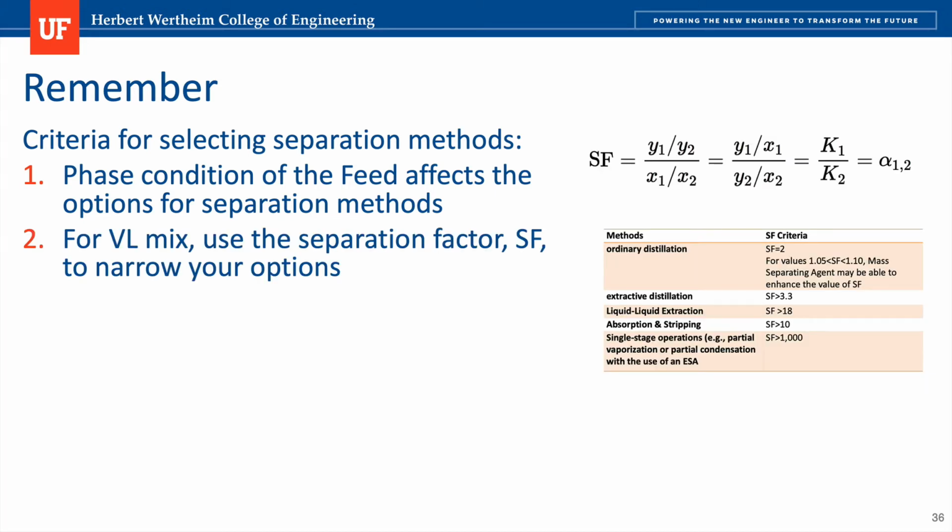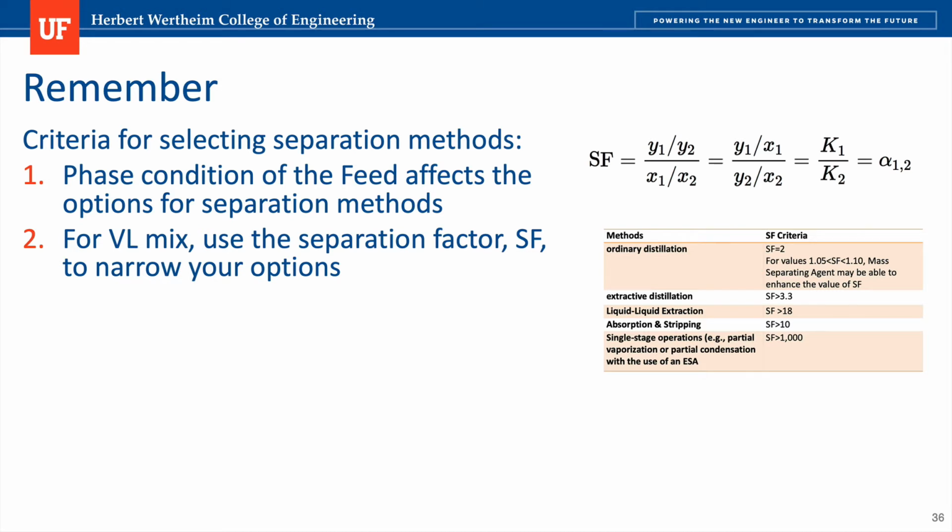Particularly for a vapor-liquid mix, you can use the separation factor to narrow down your options. So it is important that you have a mixture of vapor and liquid. Depending on the composition, the separation factor may change. Here you have an equation that relates the separating factor with the different K values. The K values can be obtained on HYSYS. Once you identify the K values, you calculate the separating factor, or the relative volatility, between the two adjacent pairs.